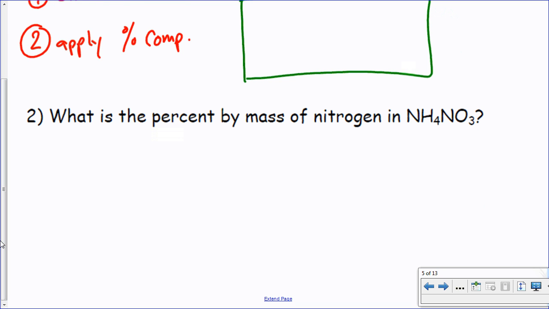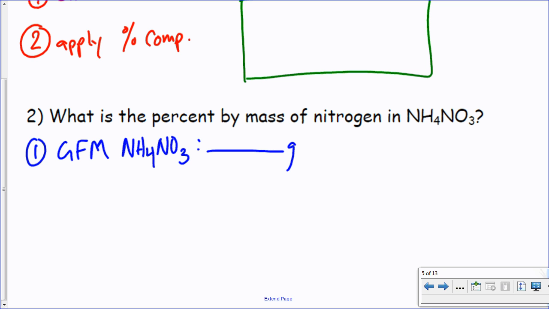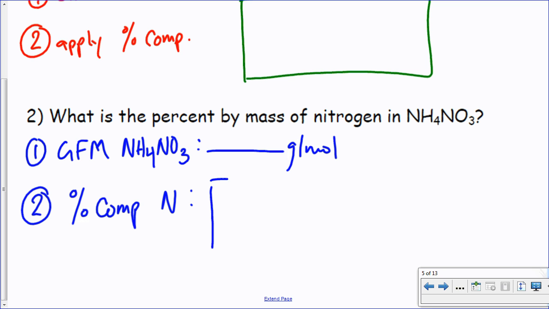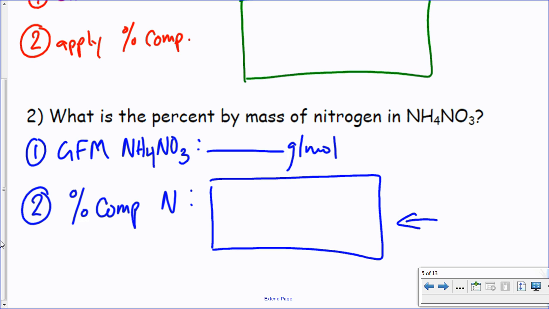And this next problem is, again, the same two-step problem. What is the percent by mass of nitrogen in NH4NO3? Well, you've got to do the gram formula mass of NH4NO3 first. That will be the first thing that you do. Calculate that. And in the second part, you'll take the percent composition of nitrogen in said compound NH4NO3. And I want to see your calculation set up and answer in order to get your full credit there.